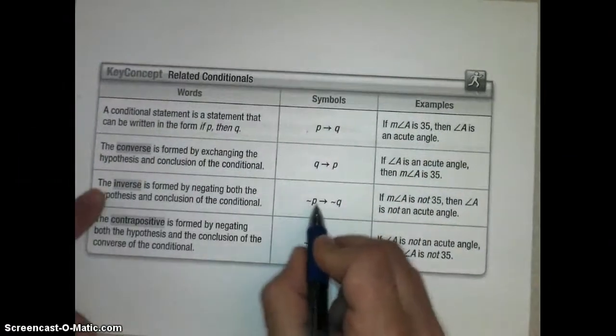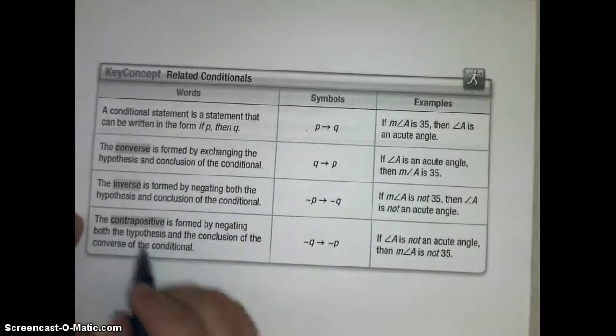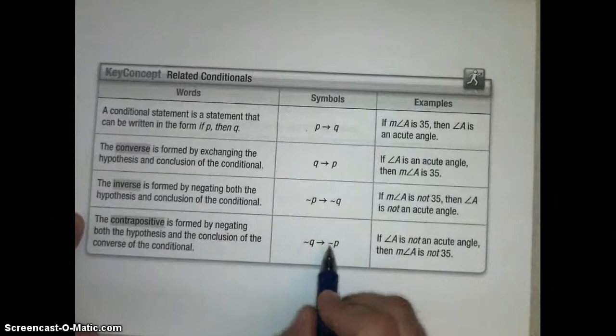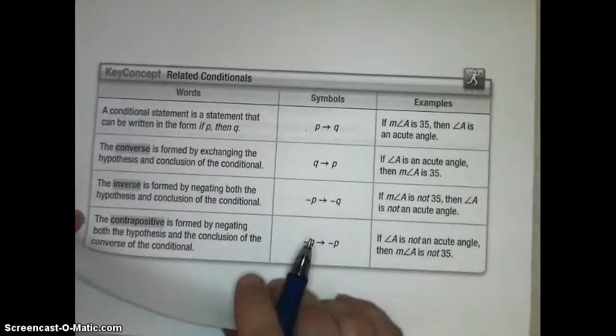Inverse is where we negate both hypothesis and conclusion, but we leave them in the original order. And then the word contrapositive is where we negate and change the order, and we get truth values that match up to those.